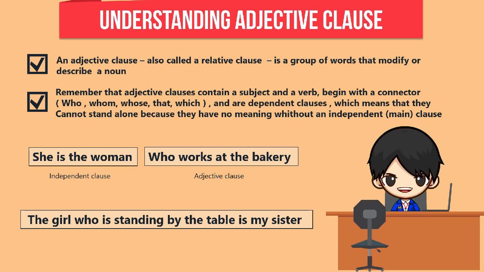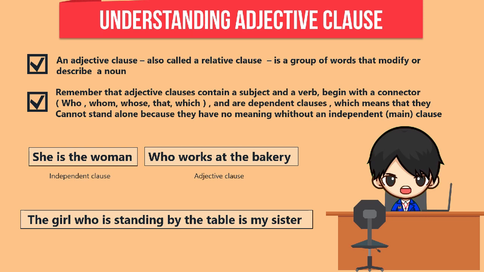And then let's talk about the example. There's two parts of sentences in here. The first one is she is the woman. The second part is who works at the bakery. The first part is an independent clause, and the second part is an adjective clause. If you look only at the second part, there is no meaning of that. So that's why adjective clause is a dependent clause.